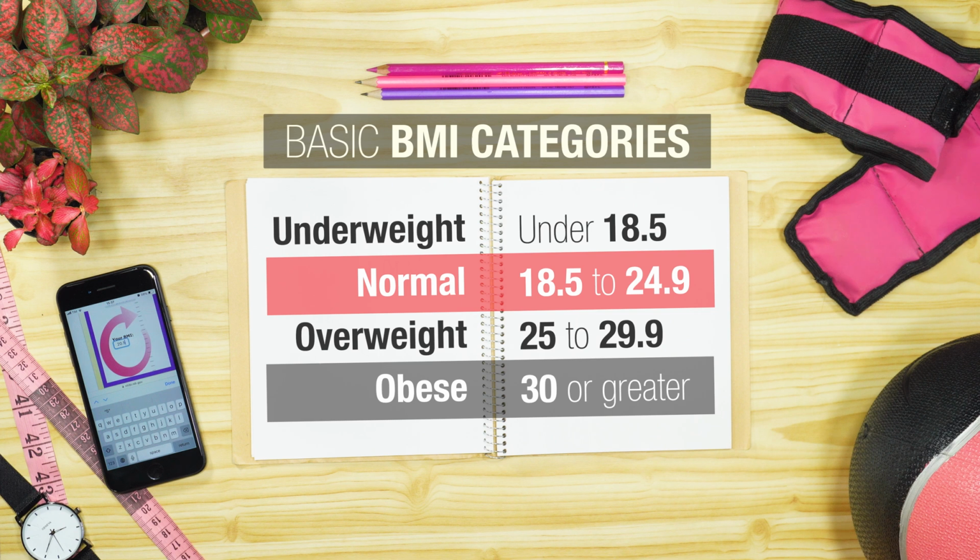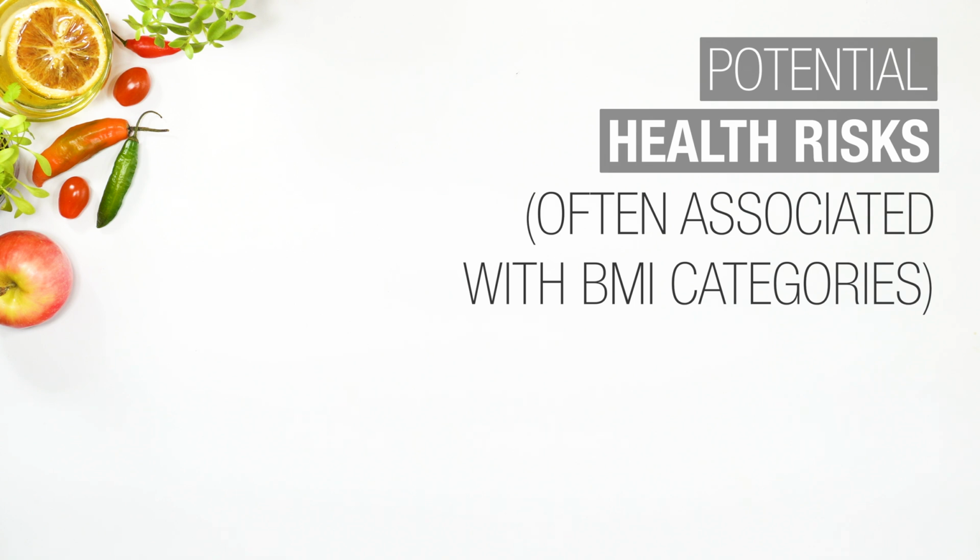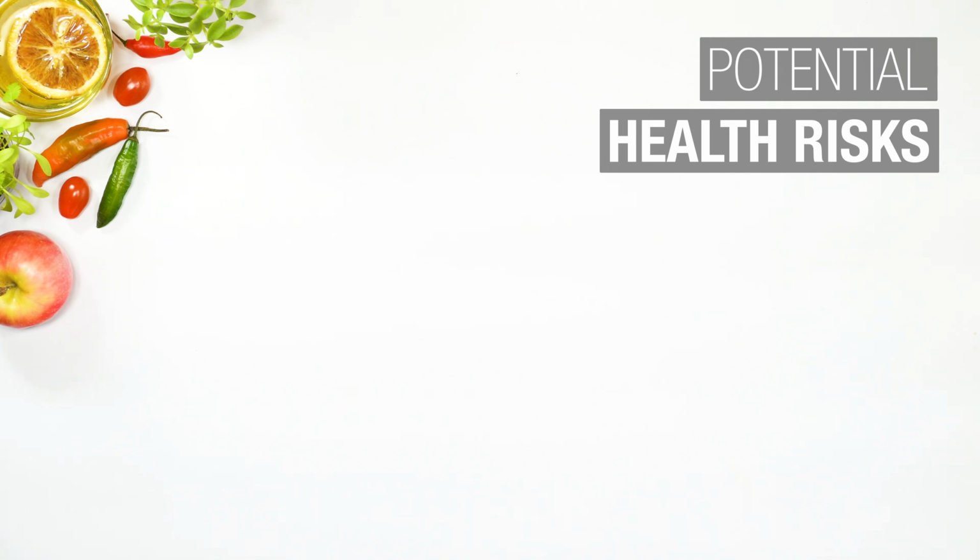Theoretically, having a BMI that belongs to certain categories could be an indication of potential health risks. Let's look at some of them. Remember, these potential health risks aren't certainties, only issues sometimes associated with certain BMI categories. We'll discuss the flaws in the system shortly.